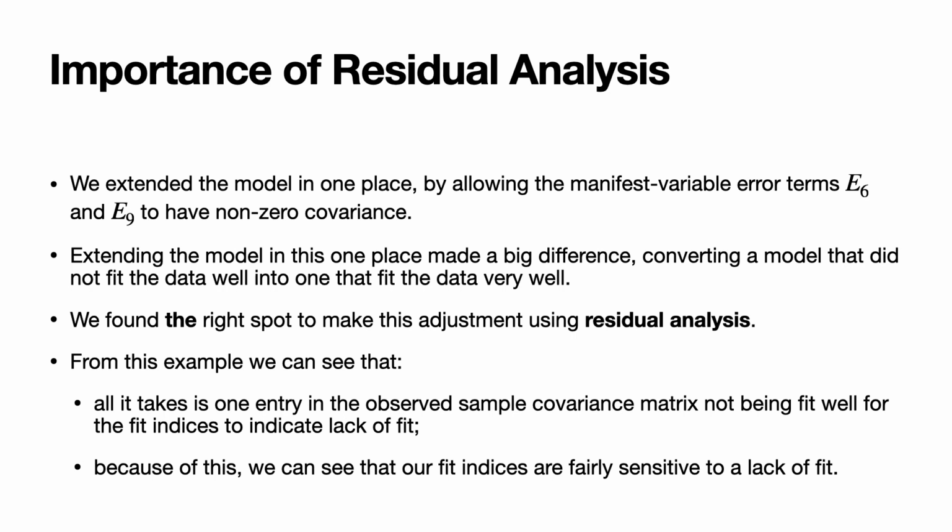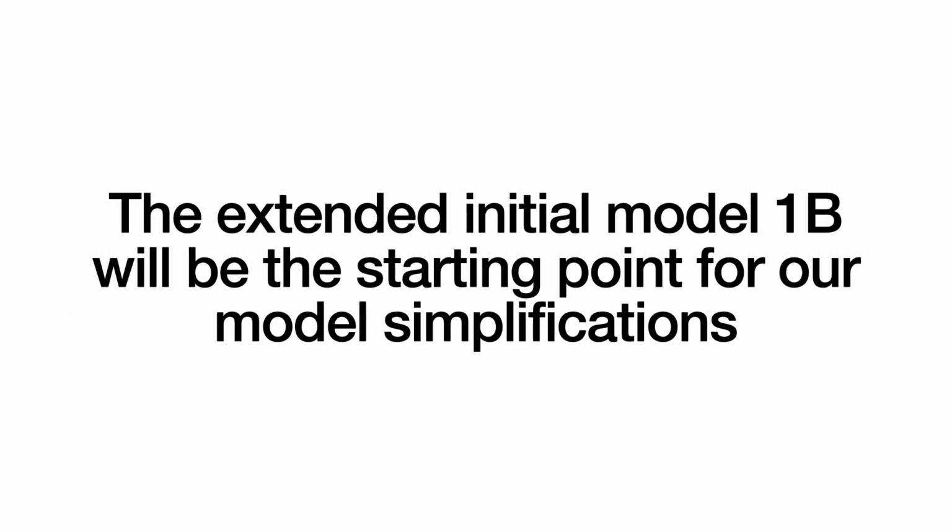And so from this example, we can see the following. All it takes is one entry in the observed sample covariance matrix not being fit well for the fit indices to indicate lack of fit. And because of this, we can see that our fit indices are fairly sensitive to a lack of fit. The extended initial model 1B will be the starting point for our model simplifications.